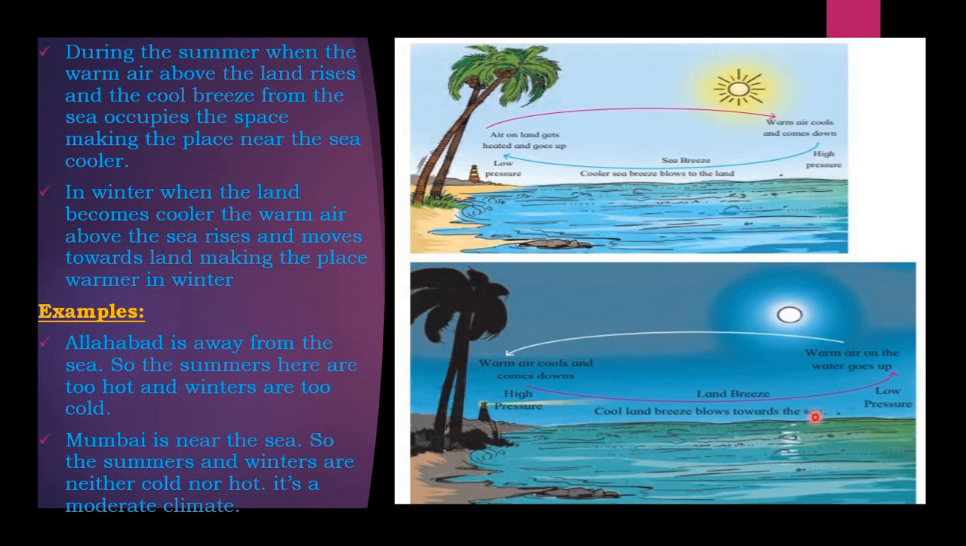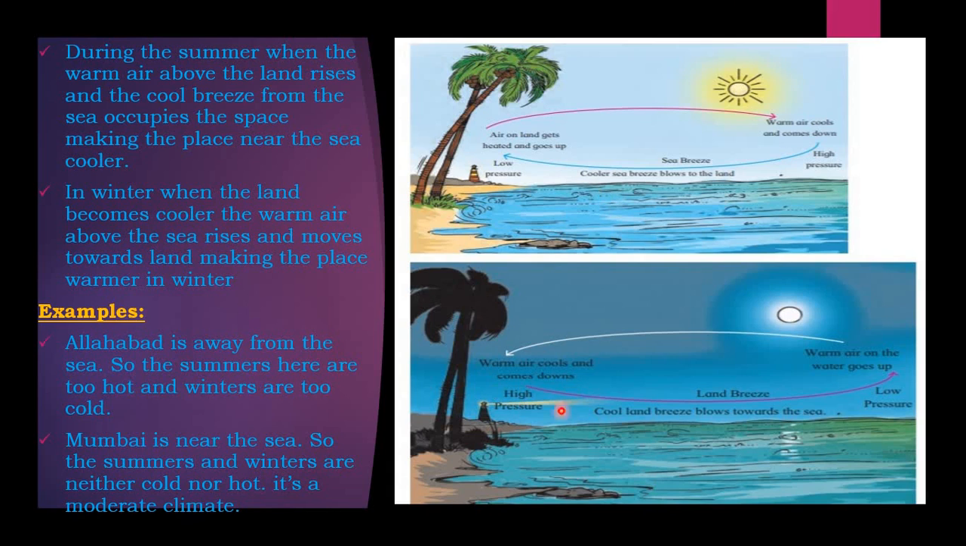See children, here two pictures are given. The first one: during the summer, when the warm air above the land rises, means goes up, and the cool breeze from the sea occupies the space, making the place near the sea cooler. So the place which is closer to the sea becomes much cooler.